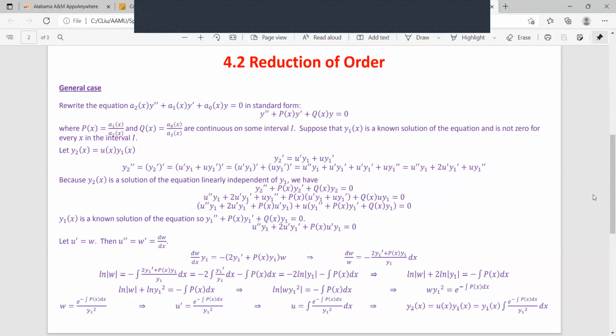So then you divide by y1 squared, because w equals e to the negative integral p over y1 squared. But that's just u prime, so you integrate this whole thing to get u. So u equals the integral of e to the negative integral p over y1 squared. Then y2 is just u times y1, which is y1 times the integral of e to the negative integral of p over y1 squared. So this is the formula. We'll stop here and continue next time.